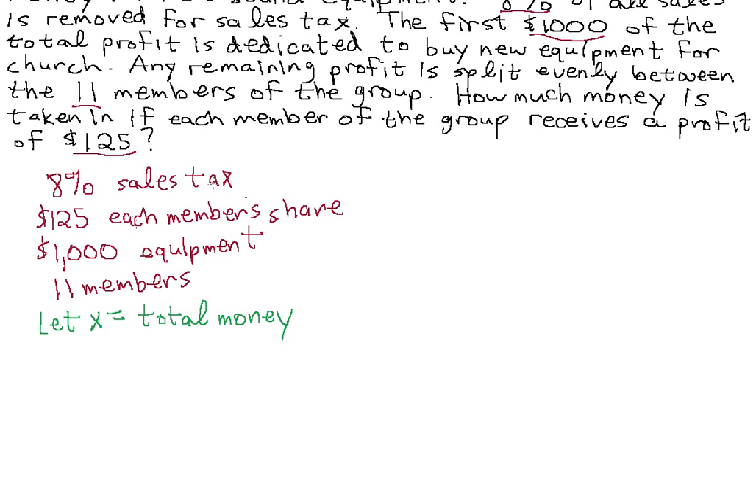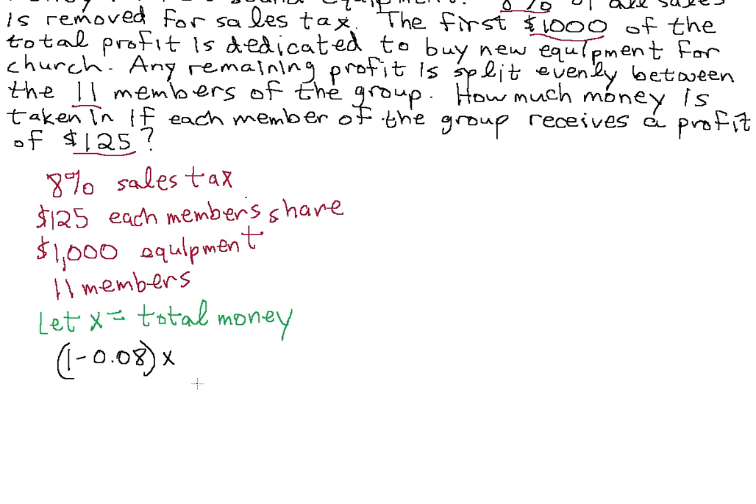A better way to think of this amount that the group keeps after sales tax would be to write it like this. Let's say 1 is the total amount of money taken in, and we subtract 8%. So 1 minus 0.08 is the amount of money that we're going to keep. So 1 minus 0.08, which is the sales tax, times X. X is the total money, and this expression describes the amount of money that we're going to keep.